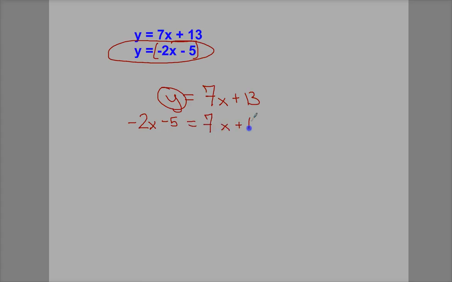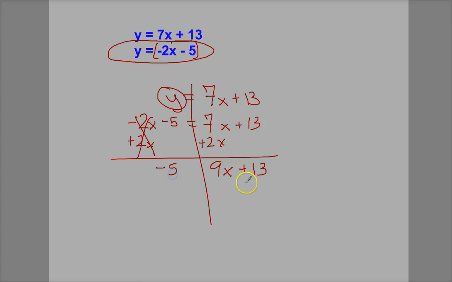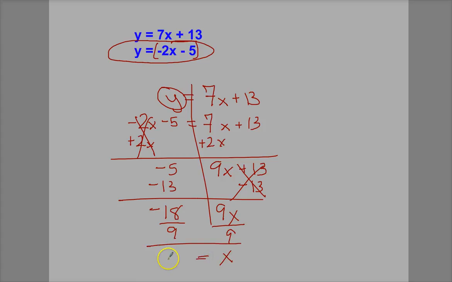Now I can just solve basic equations. So I need to add 2x. This isn't the most complicated math in the world, so I'm not over talking it. And divide by 9. And I get x is equal to negative 2. So now I know that the x value of the point where they cross is negative 2. How do I find the other part? Because anytime you have a system solution, you want to have the x and y, right?